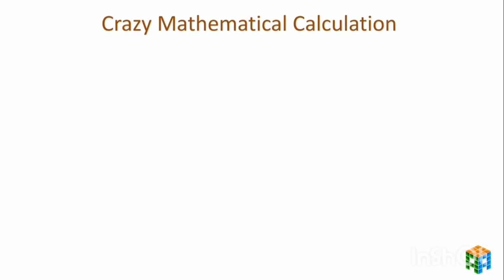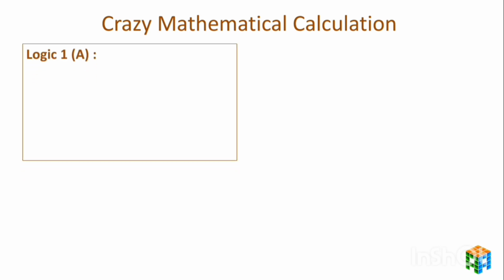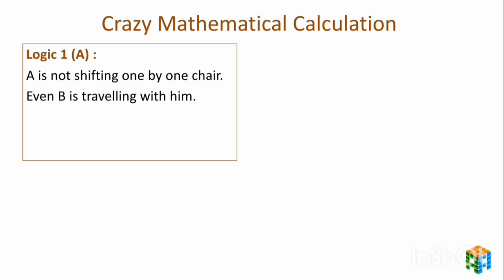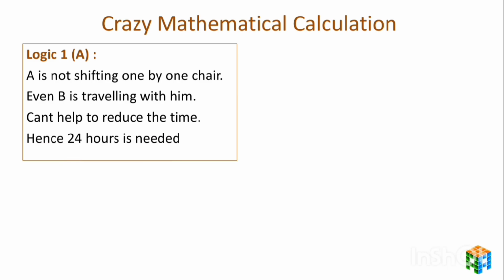Now let's have a crazy mathematical calculation. Now we are discussing the 2 chairs which are left after 6 days. By the logic, A is doing the main job and B is just traveling with him. Does this reduce the time? No. Because in mathematics, time depends on the rate of work, not on who is standing nearby. So the time taken will be 24 hours.